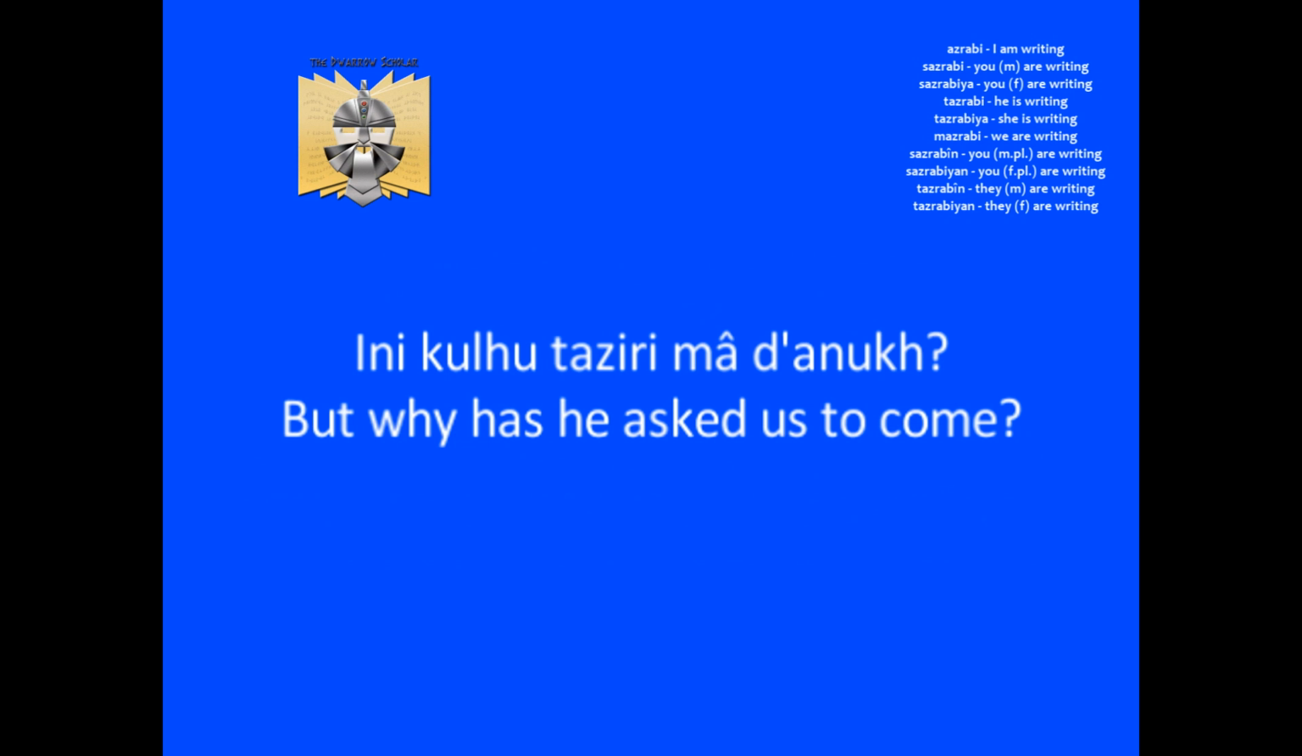Inikuhu taziri madanu? Now, in this line, we do see an imperfect form, but in a rather strange format, so to speak. The verb to ask is based on two radicals, being Z and R. So if it looks like he asks, which is taziri, is missing a consonant, that's the reason why. It's not a three radical word, it's a two radical word. Now, for the moment, we won't go into detail at all on any two radical words, but just so you know.